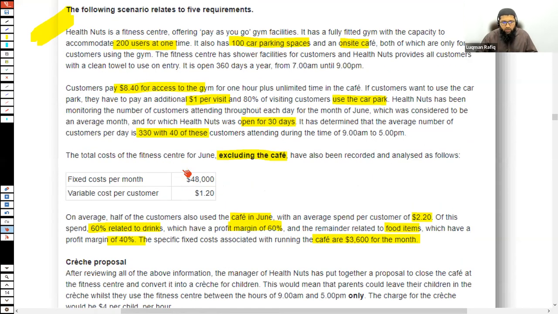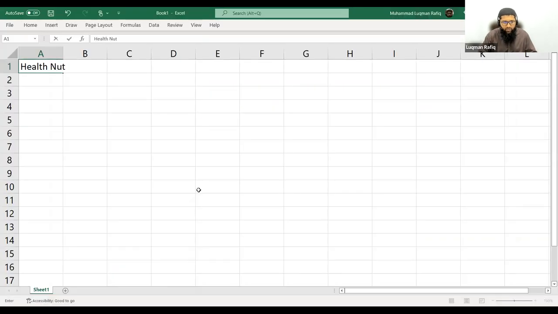So first of all, how do we actually go about it? In order to do this calculation, Health Nuts company, you got to say what is the determining revenues. If you've got revenue, you got to determine the revenue for gym. You got to determine the revenue for cafe. Now, how do we go about determining revenue for gym and for the cafe? Let's try to see that.